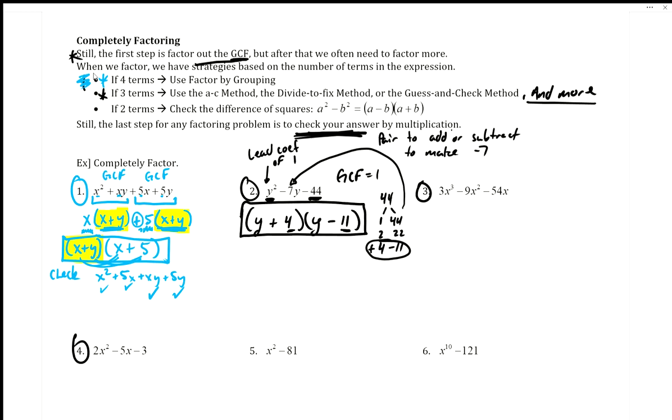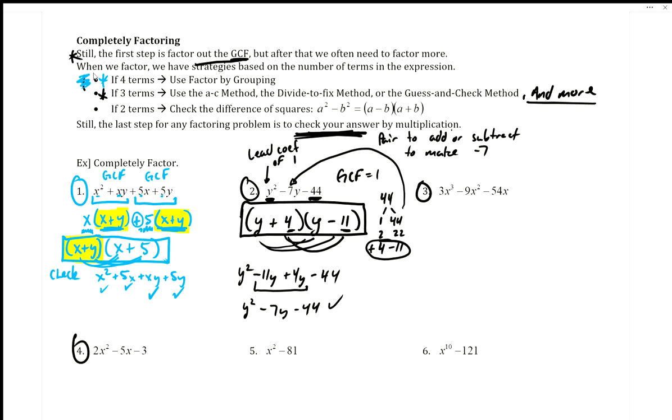And then we would check it. Okay, so when we check, the y would times the y to get y squared. y would times -11 to give -11y. +4 would multiply y to be +4y. And then +4 would multiply -11 to be -44. Notice that these add up to be -7y. So we do have y squared minus 7y minus 44. So that's a match to what we started with.